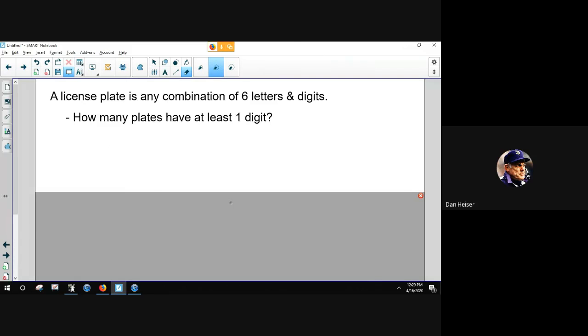Method 2 is there's a shorter one. And it revolves around this phrase. At least 1 digit. So, we're going to look at it from this perspective. What we don't want. What we don't want is all letters.